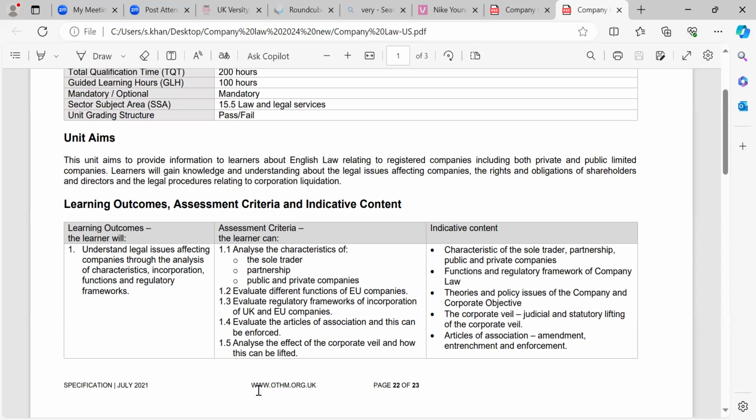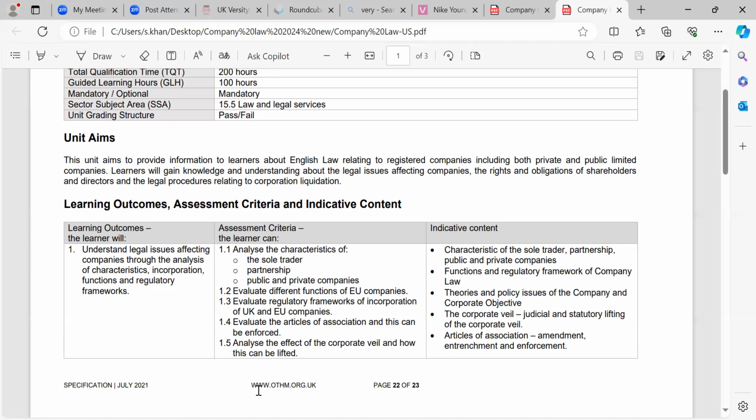We then went on to 1.2, which was to evaluate different functions of EU companies. We looked at the EU function and market integration. We then went on to look at trade and investment within EU companies, and innovation and research. We went on to look at employment and social functions. We then looked at corporate governance and responsibility, compliance and regulation, and international competitiveness.